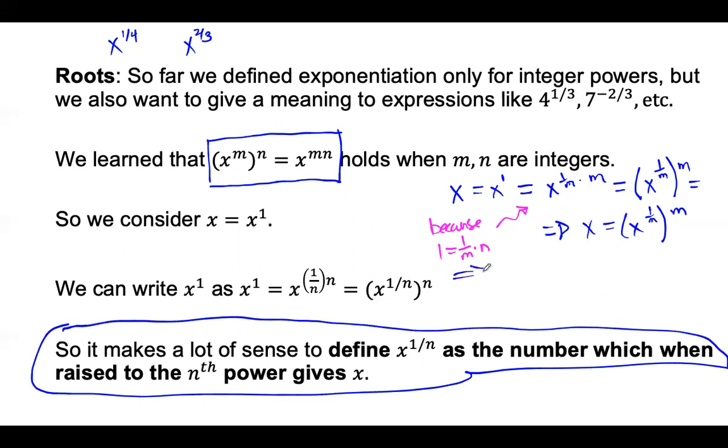So this implies essentially, x to the power 1 over n is a number which, raised to the nth power, gives x.